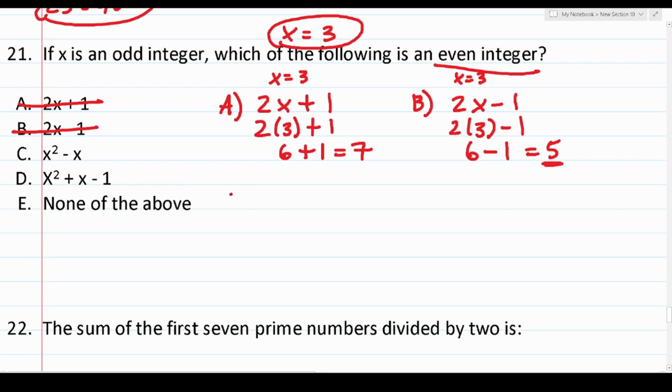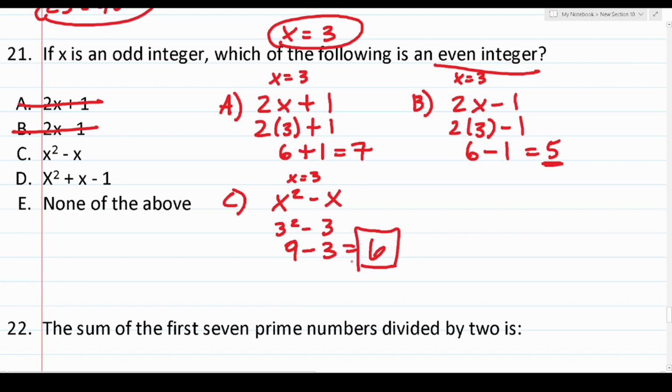Let's go ahead and do C now. C is x squared minus x. Again, we're going to let x equal 3. So this becomes 3 squared minus 3. 3 squared is 9. 9 minus 3 is 6. 6 is even. So C is the correct answer choice.